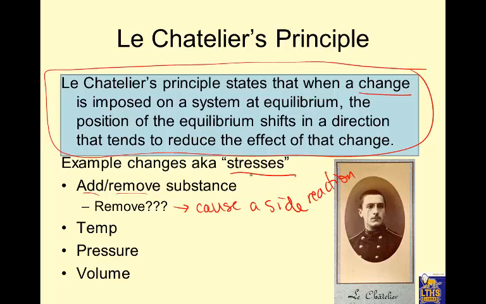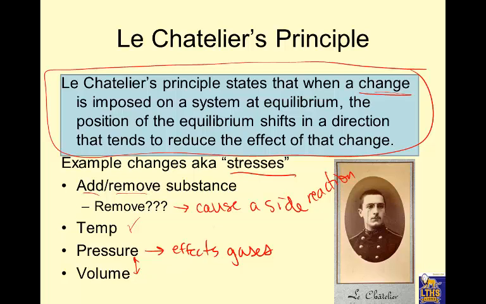How else can you stress out or change an equilibrium system? Well, you can change its temperature. You could increase it or decrease it. You could change the pressure of the system, and that affects gases. And you can change the volume of the system, but changing the volume really is changing the pressure. Pressure and volume are going to work together to affect gases. So you got to know that.